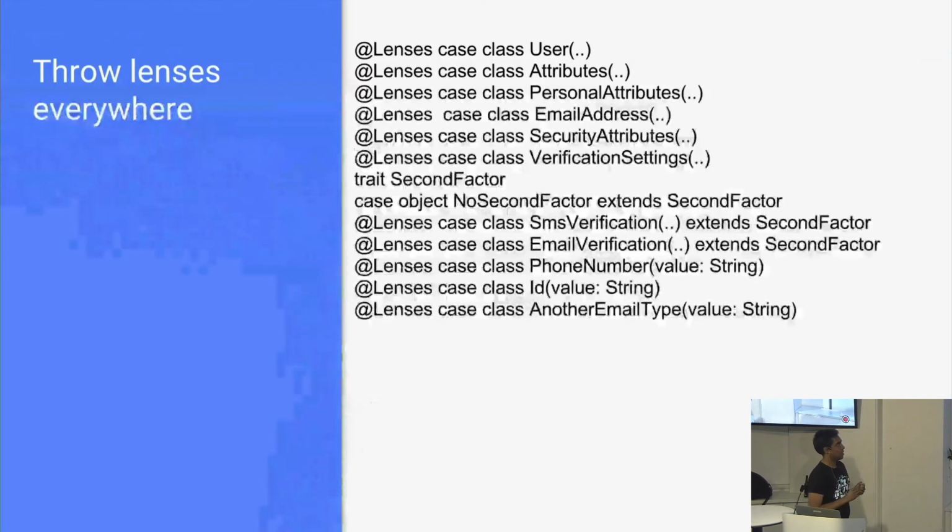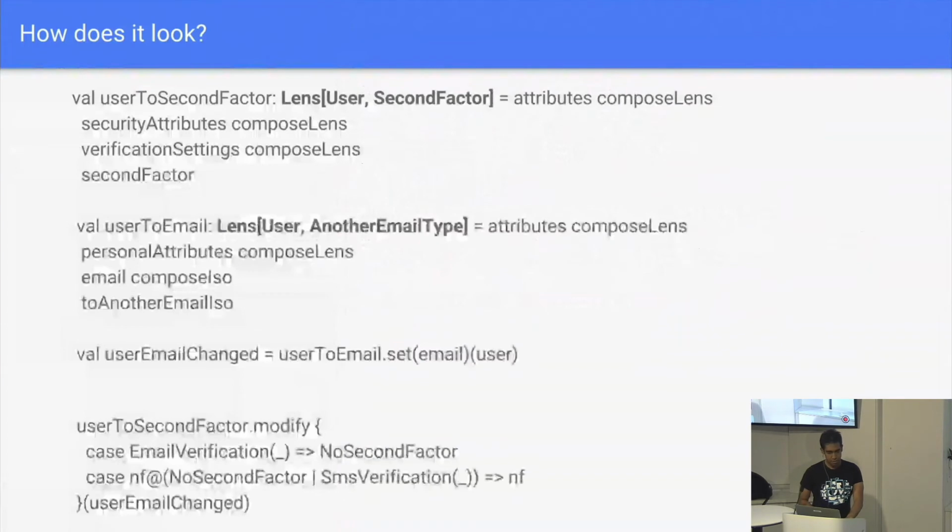So let's try throwing lenses everywhere, tossing this annotation all over the place. And that should generate a bunch of helper things for us. And let's try and use them. So this looks a little complex, but let's step through it. This is our first lens. This is a lens from a user to attributes. This is our second lens from attributes to security attributes. Third lens from security attributes to verification settings. And finally, from verification settings to second factor. So we end up with a lens from user to second factor, which is one of the attributes that we care about.